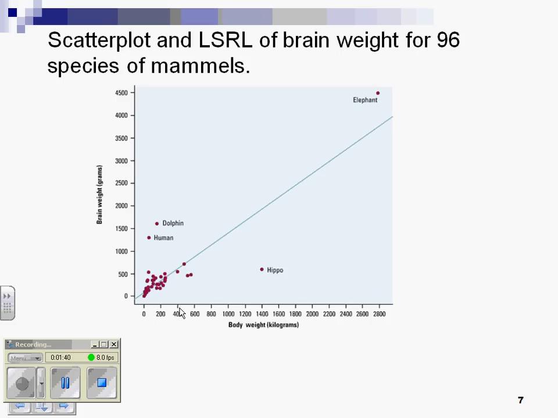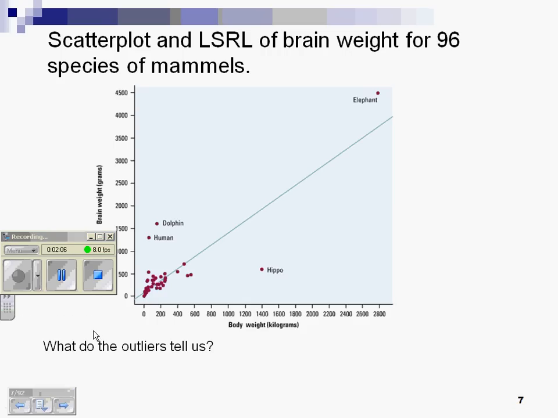Okay, so here's an example of a scatter plot and a least squares regression line that shows the brain weight for 96 species of mammals. Across the x-axis, you can see the body weight in kilograms, and over here, you have the brain weight in grams. You can see you have a great big cluster of animals down here, but you have a few outliers.